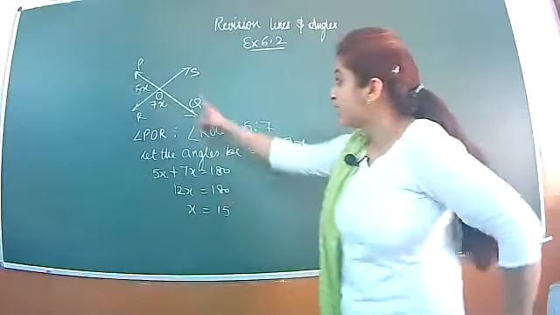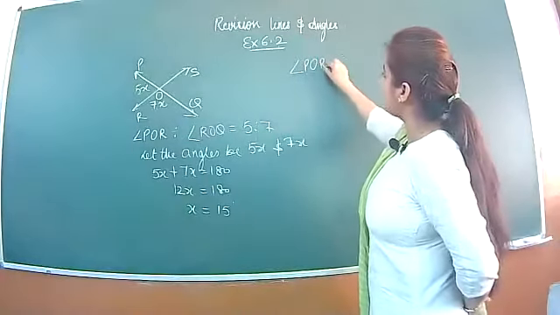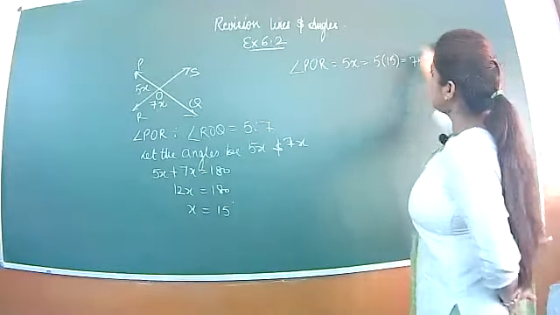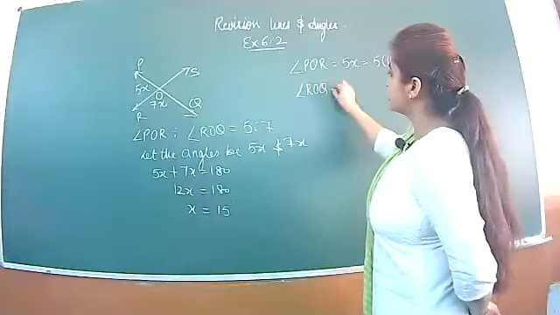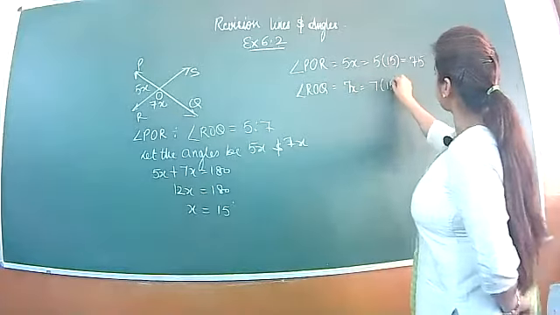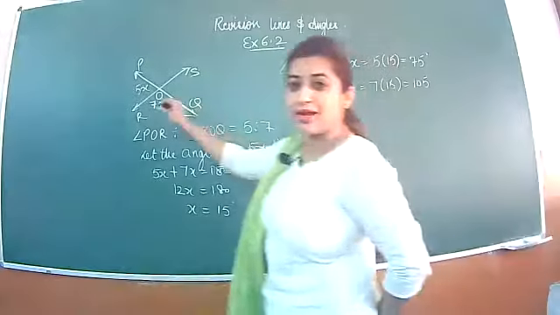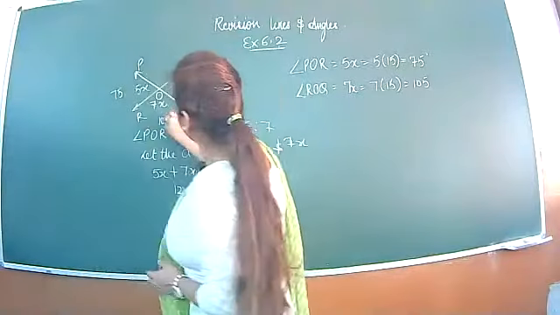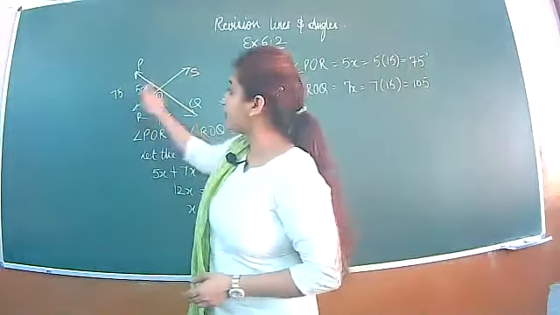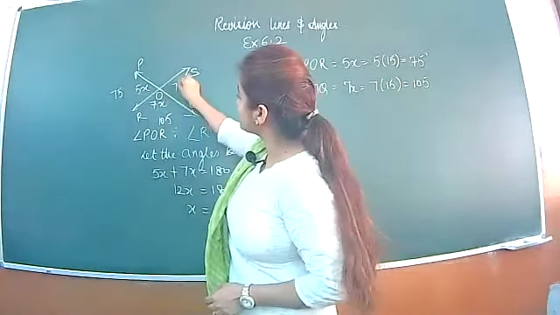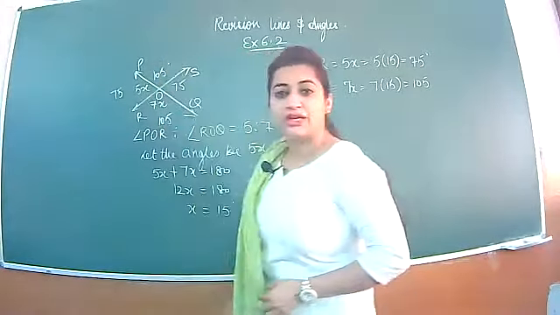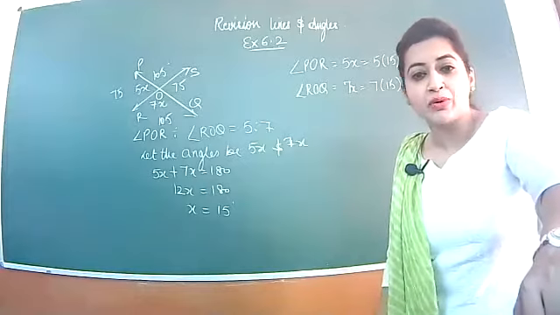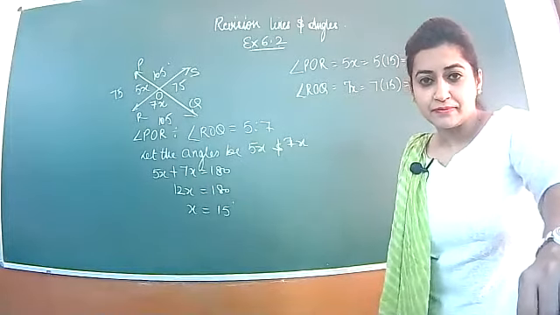If x is 15, angle POR is equal to 5x, 5 into 15, that is 75. Angle ROQ is equal to 7x, 7 into 15 is 105. So these two angles we have got as 75 and 105. Now they are vertically opposite angles, so we can write here, this is 75, this is 105 by vertically opposite angles. In this manner, you can get all the four angles. Any doubt in this? Any doubt, beta?